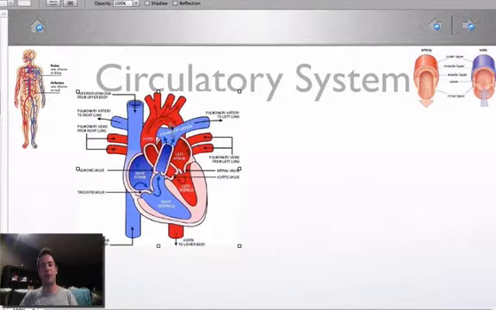Out the aorta. Okay, and then it makes its way out, and that oxygenated blood actually goes to the different muscles and body parts, and it transports it down there, and we can actually oxygenate our muscles.